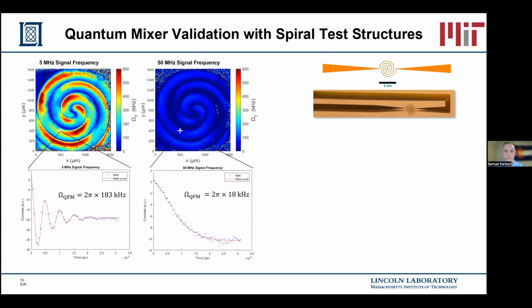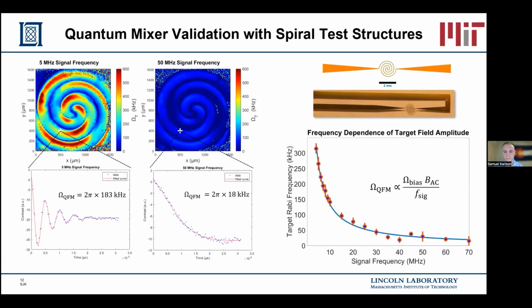The detected Rabi frequency is inversely proportional to the signal AC field frequency. So at 50 megahertz signal, the extracted Rabi frequency is slower by a factor of 10 than for our 5 megahertz signal frequency. We plotted the detected Rabi frequencies against the applied signal frequencies for a given pixel, demonstrating this inverse relationship.